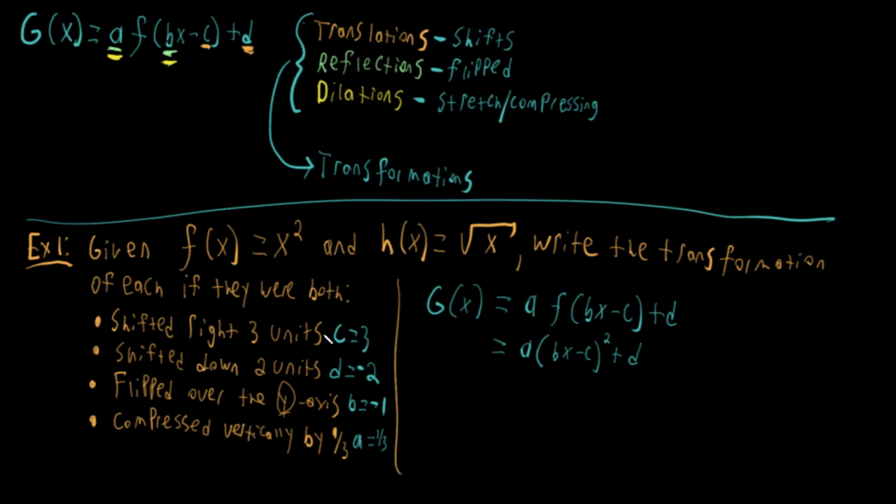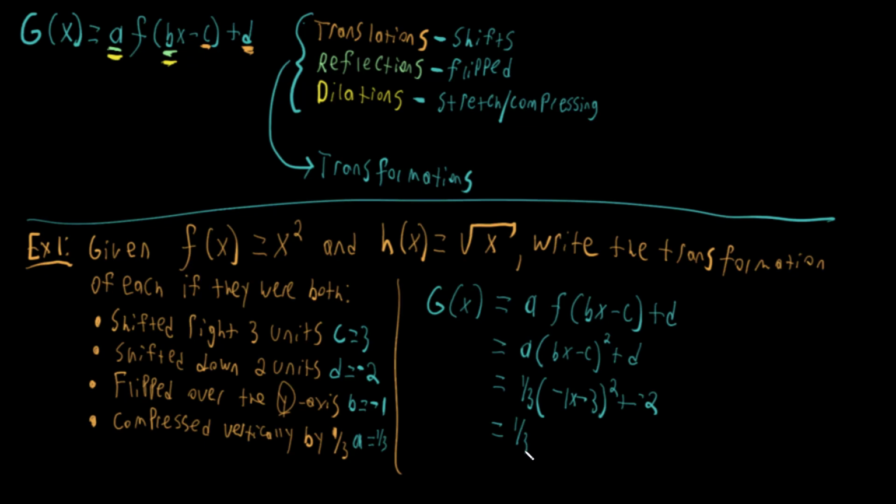Basically, this is just look up in your notes, read the definitions, figure out what's what. Now we're just going to fill in everything to this general form formula, and you're done. So this will be 1/3 times -1x minus whatever c was, which was 3, squared, plus whatever d was, which is -2. And then, of course, you are going to finish this up real quick.